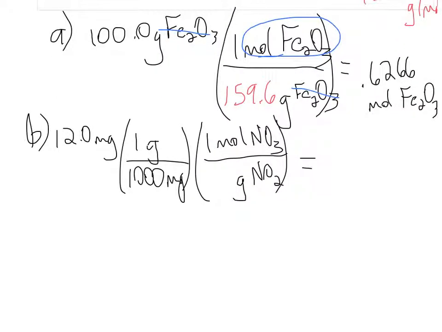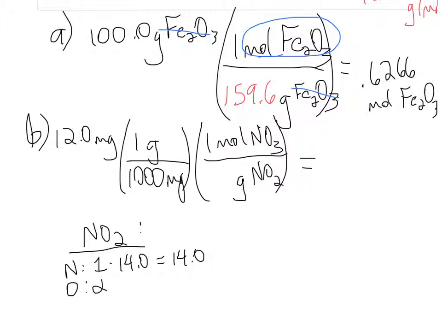So on the periodic table, if you look up nitrogen and oxygen, in this molecule there's 1 atom of nitrogen and its atomic weight is 14. There are 2 atoms of oxygen whose atomic weight is 16. And if we add those together, you would get 46.0. I only carry this out to the tenths place. So 46.0 grams per mole.